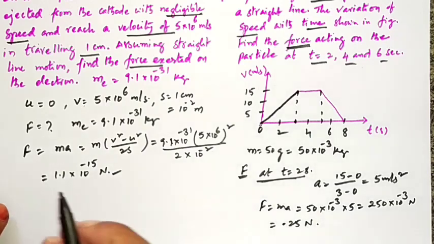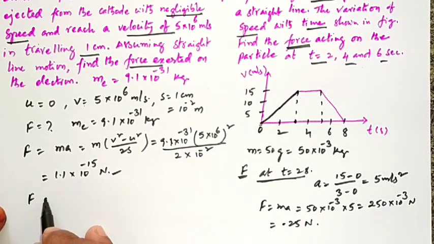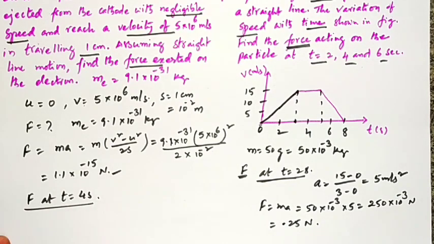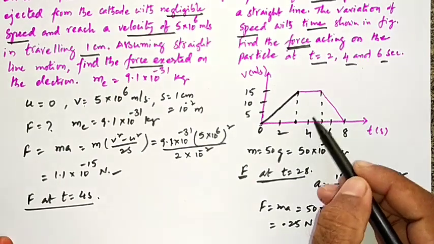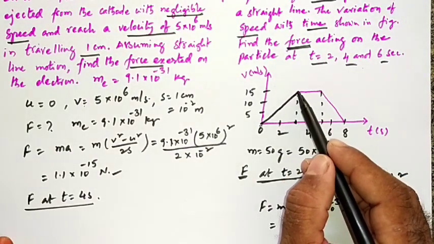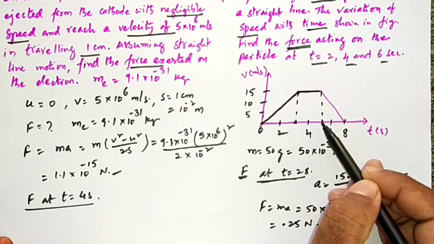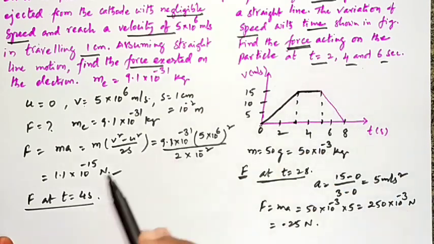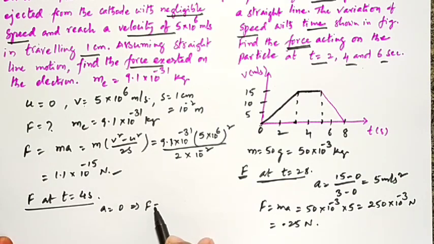Next we need to calculate force at t is equal to 4 seconds. Now see here, at 4 seconds you observe carefully, the body maintains constant speed from 3 to 5 seconds. Means at 4 seconds also the velocity is constant, therefore acceleration is 0. Then what is the force acting on that? Is 0. Clear?